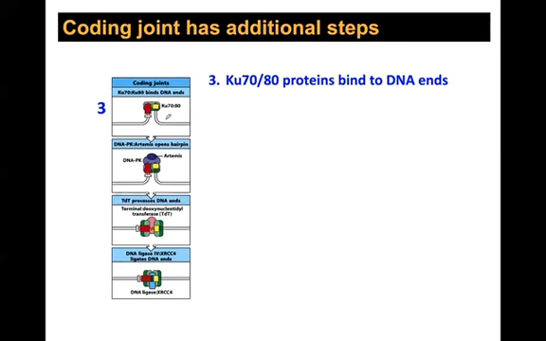Now the coding joint, on the other hand, has a different story, right? This is the actual part that is going to encode the B cell receptor. Here's our leader segment, here's our V gene segment, and our J gene segment. And those are still bound by the Ku70/80 proteins. Now, one difference here, which is a little bit hard to see, is that these are not free ends, right? Free ends would just be sticking off like this. The ends here actually are looped back on themselves.